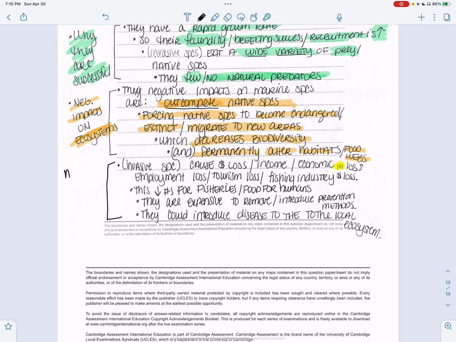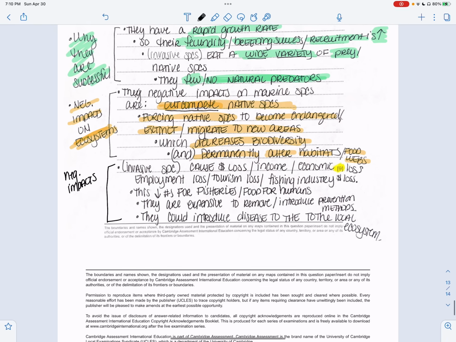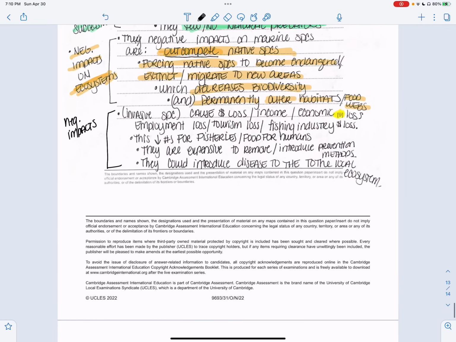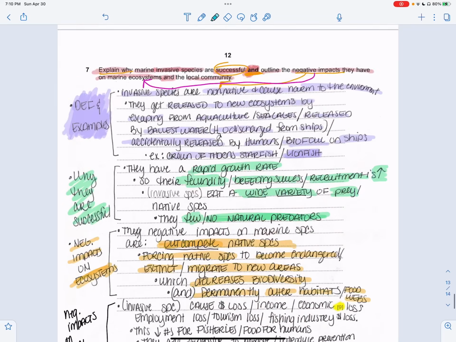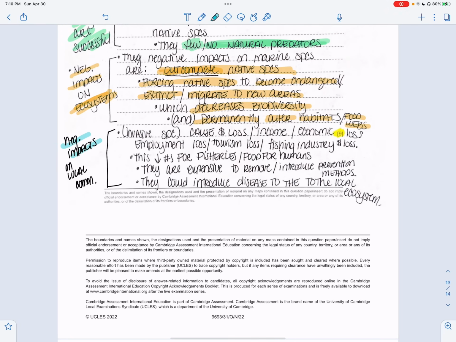Okay, and these are going to be the negative impacts on the community. So local community is referencing humans. Okay. Negative impacts on the local community.